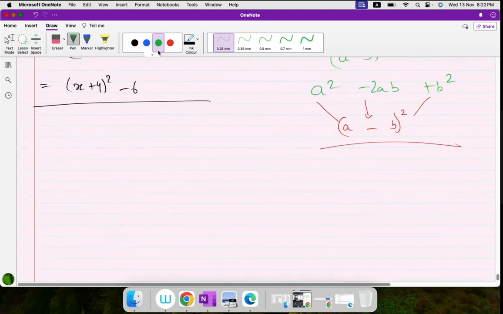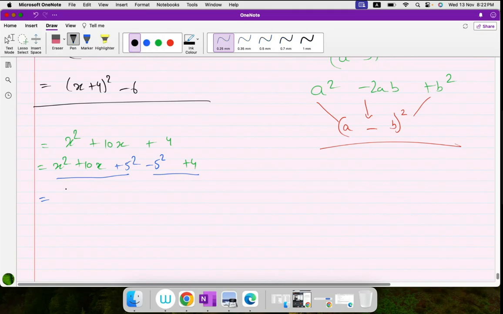Another example, I'll keep doing it until you get it. x square plus 10x plus 4. Step 1, x square plus 10x, and half of the coefficient of x is 5, plus 5 square minus 5 square. Then we close these and solve the last two. So x copied, positive sign copied, 5 copied, whole square. Minus 25 plus 4. This is (x plus 5) whole square minus 21.